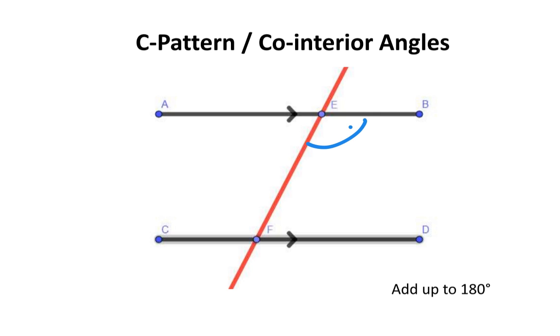The angle over here and here would be considered co-interior angles. This is also known as the C pattern. Why is it called the C pattern? Well, it resembles the letter C. Co-interior angles add up to 180 degrees.